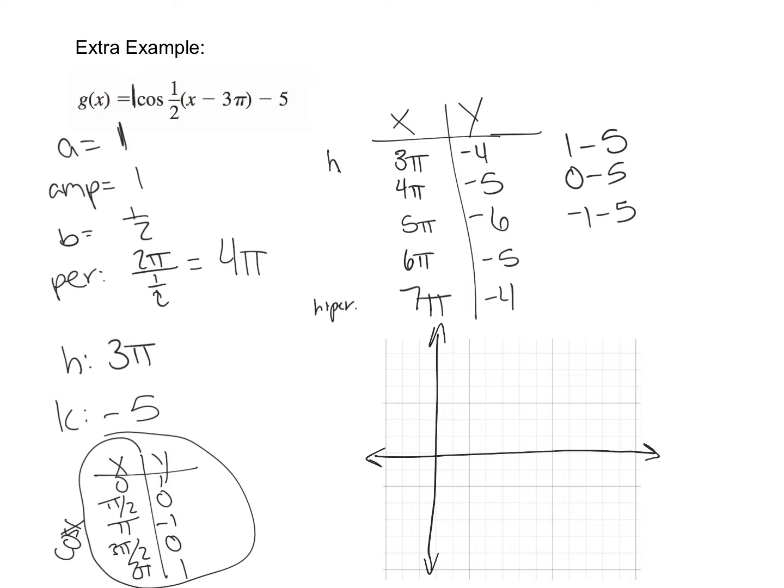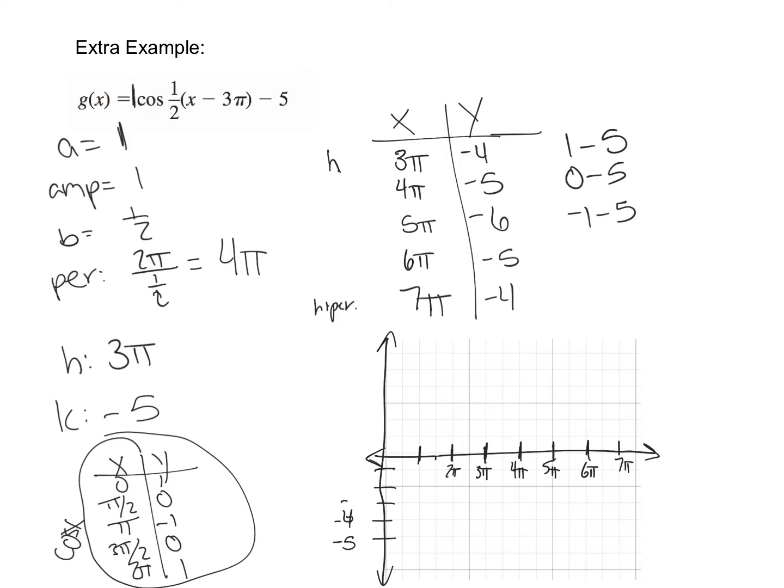Let's see, I should probably scale all the way over on the right, because that is a pretty large horizontal shift. All right, pi, 2 pi, 3 pi, 4 pi, 5 pi, 6 pi, 7 pi. Okay, there's everything we need. And this graph is going to be all in the negative. So 1, 2, 3, 4, 5, in the negatives.